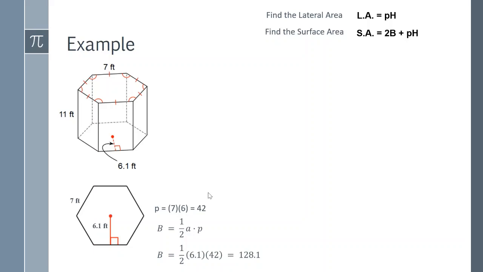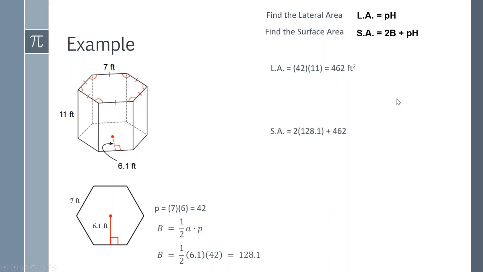And now we're just going to find our lateral area. Substitute that in. Perimeter of the base, which is 42, times the height. Now remember, these two numbers can't be the height. Only the number that attaches the two bases together can be the height. So that's 11. We got 42 times 11, which gives us 462 feet squared.